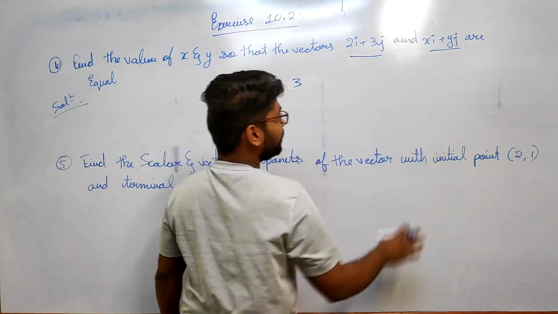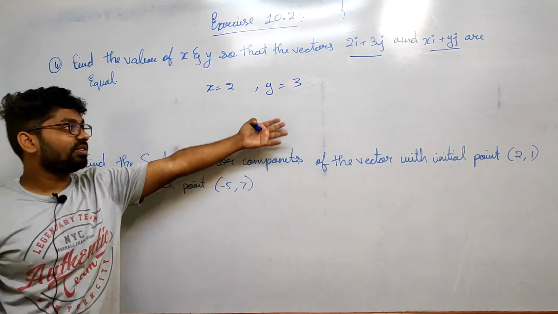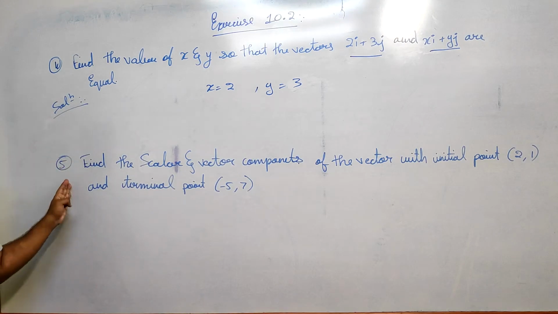So 2 and 3, here also if you put 2 and 3, so that they are equal, both become equal. So therefore x and y values are 2 and 3. Simple. Let's go for the next one.